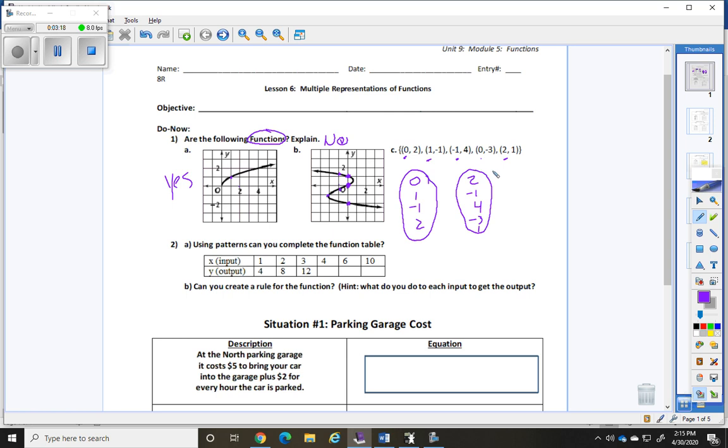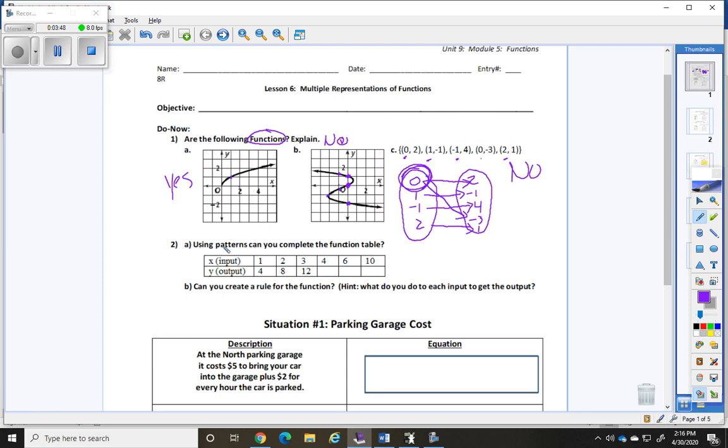And then if I do the mapping, the arrows, 0 goes to 2, 1 goes to -1, -1 goes to 4, 0 goes to -3, and 2 goes to 1. So the problem right here is the input of 0. The input of 0 has more than one output, so this is not a function.